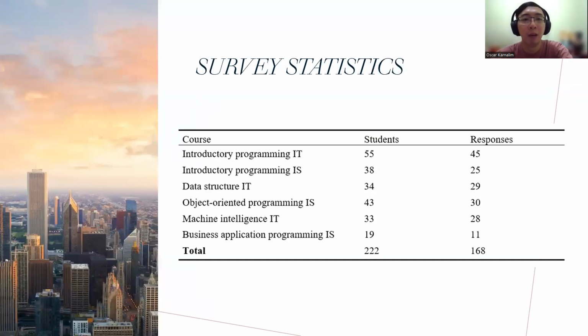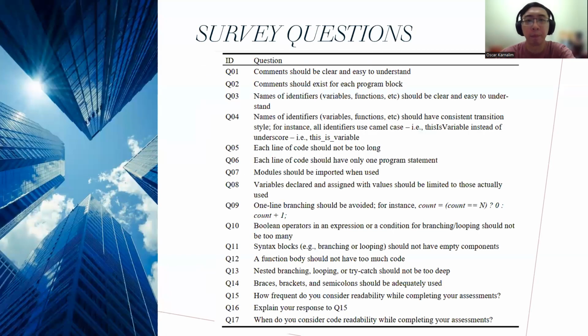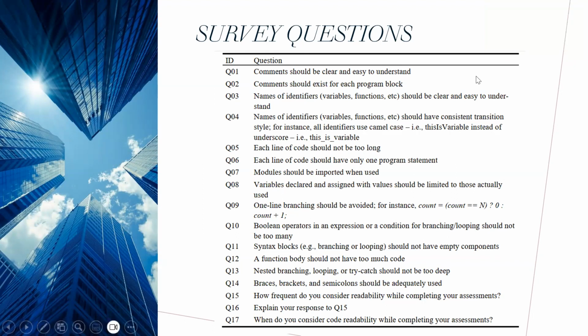So this is our survey statistics. We have 222 students with 168 responses. And these are our survey questions. Basically we have 17 questions. 14 of them are about code readability issues.